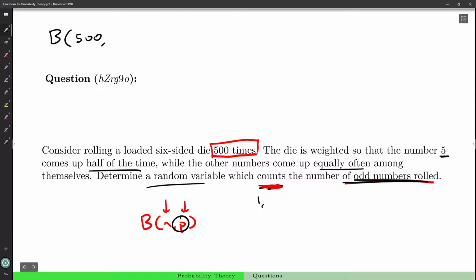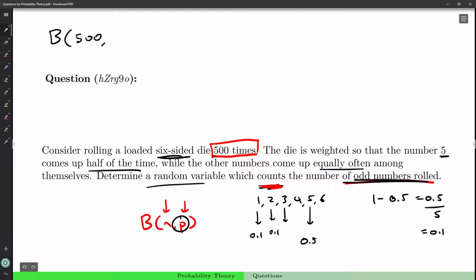Well, 1, 2, 3, 4, 5, and 6 are the possible outcomes of a six-sided die. Now we know the probability of 5 happening is 0.5. And that leaves 0.5 for the others, and that's being split equally amongst the other 5 outcomes. So each outcome occurs with a probability of 0.1, 1/10 of the time, we might say.